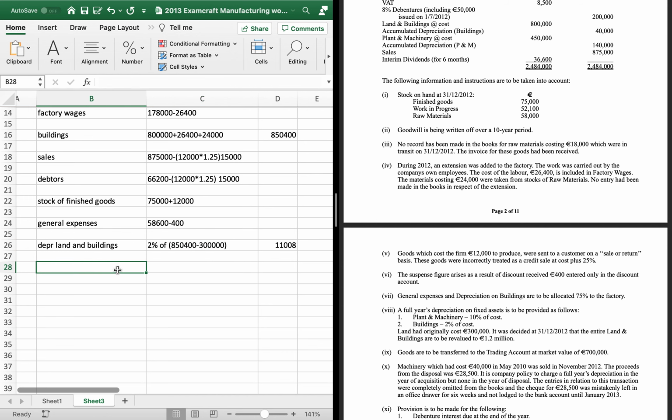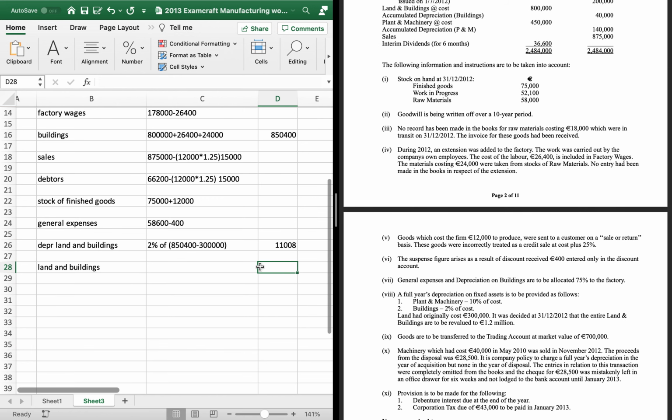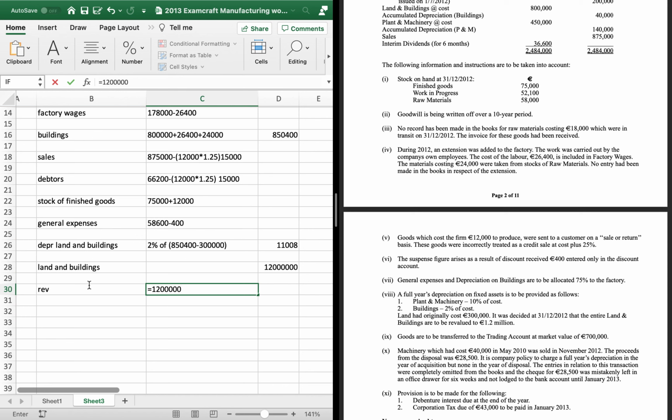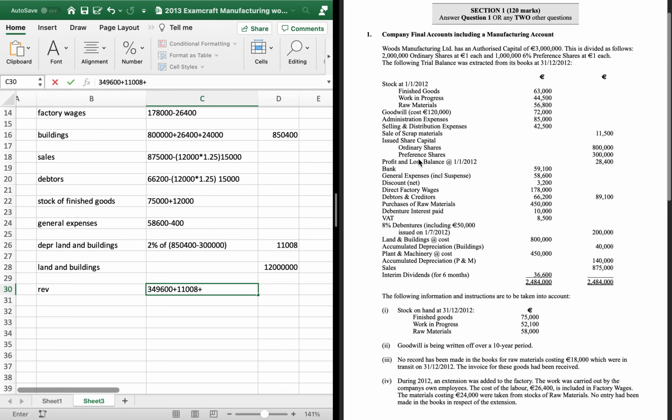Now, we're revaluing, so we'll just put our land and buildings at a revalued amount. So they're being revalued to 1.2 million. From 850 up to 1.2 million is going to be a revaluation. What will that be? It'd start off as 1.2 million minus 850,400, so it starts off 349,600. And we have to add on the 11,008, and then we have to add on the depreciation to date, and that'll give us the revaluation reserve.